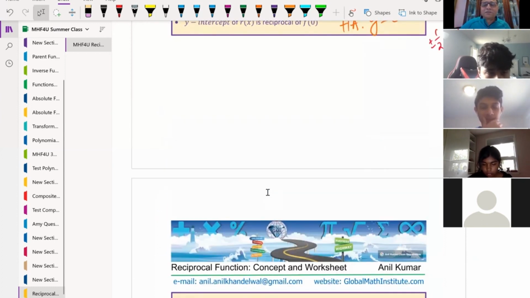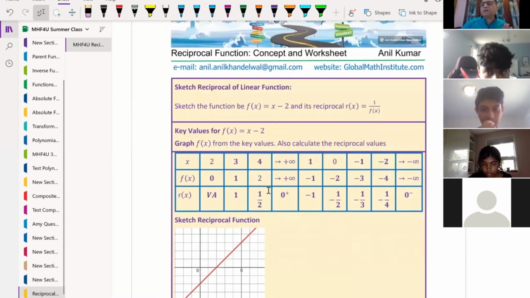And now let's see some simple example. We also considered how a linear function and a quadratic function will look, and therefore we can quickly go through their graphs. Is that clear to you? Ankita, can you please read what has been written on this particular screen? Sketch a reciprocal of a linear function. Sketch the function f of x equals x minus 2 and its reciprocal r of x equals 1 over f of x. Key values. Should I continue?